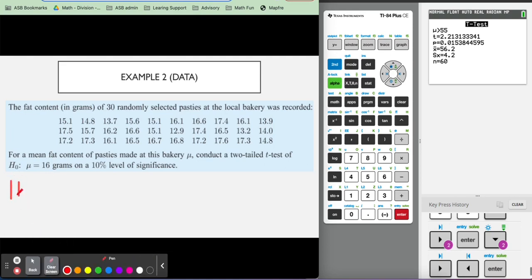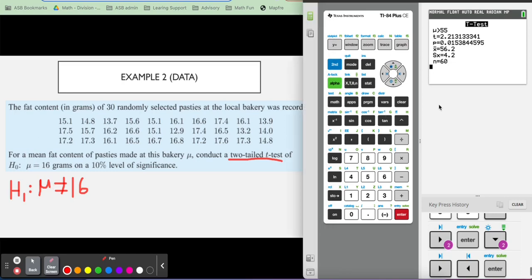And they're telling us that for the alternative hypothesis, we want to do a two-tailed t-test. Well, for a two-tailed t-test, we should know that the only possibility is not equal to. So not equal to 16. This is going to be the alternative hypothesis. Okay, so we have our null and alternative. Now we're ready to find our p-value.